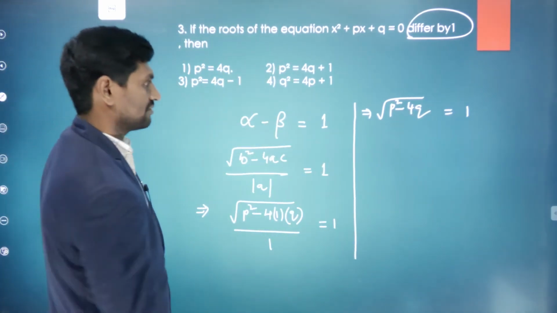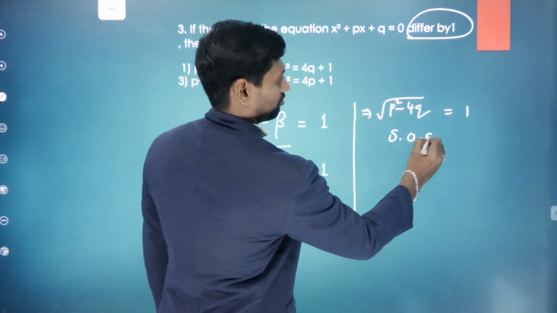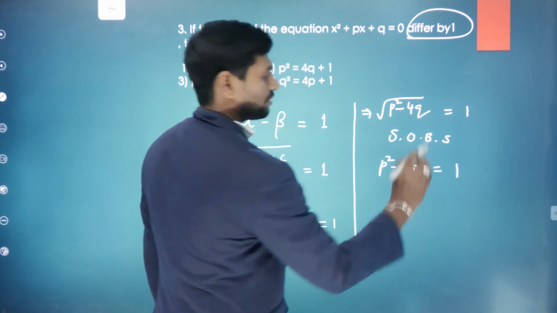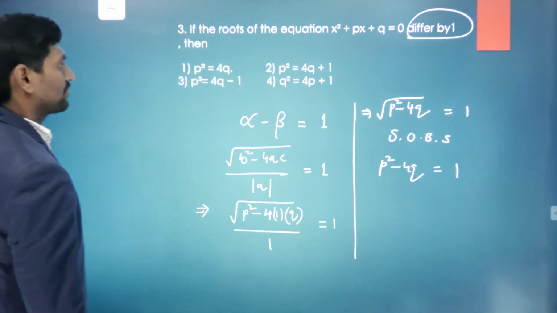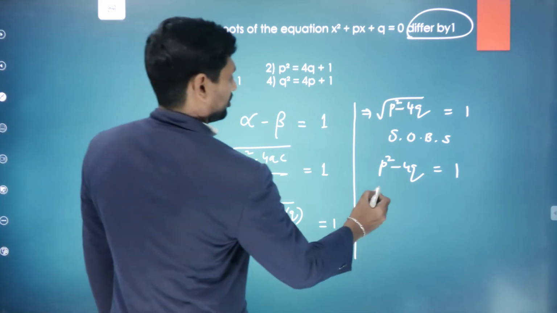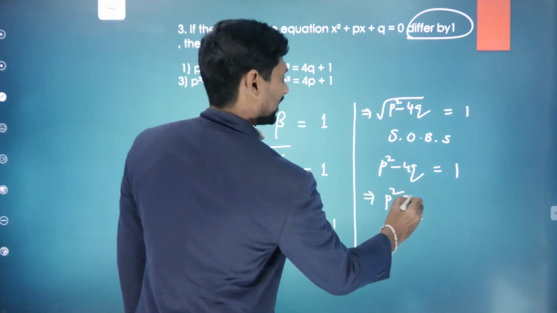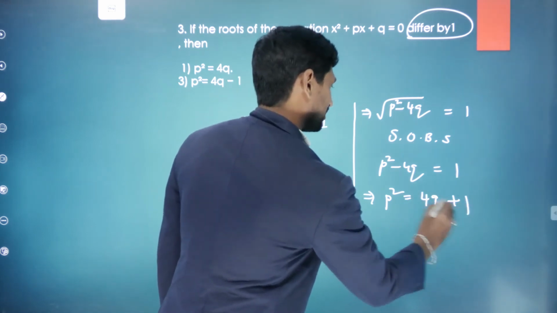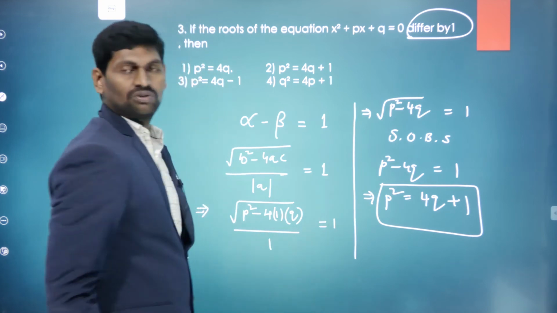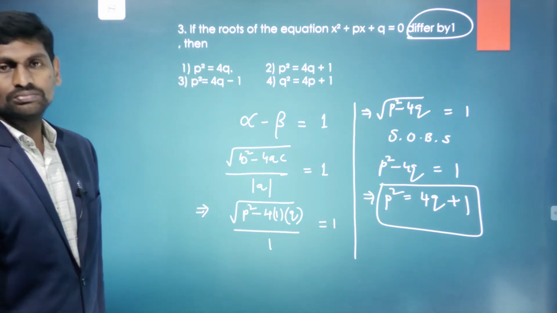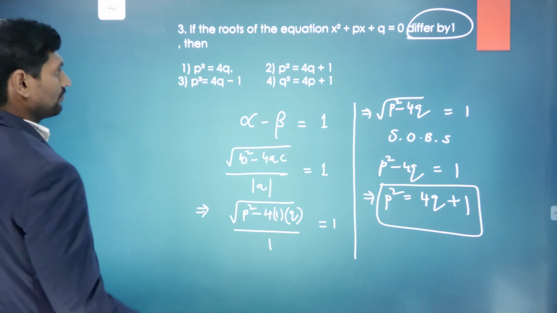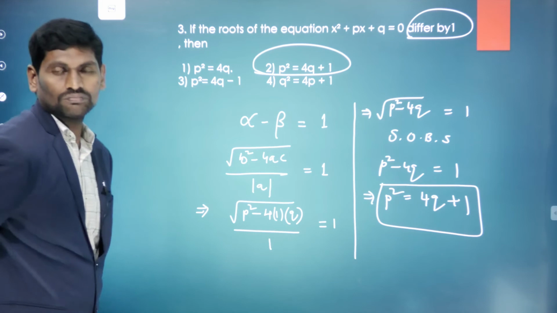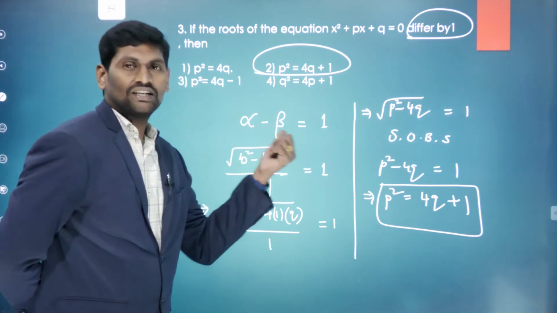Squaring on both sides, so it will be p square minus 4q. 1 square is nothing but 1 only. So transpose that side: p square is equal to minus 4q, transposed it gives plus 4q. It is already plus 1. So p square is equal to 4q plus 1. Okay, na? Why am I taking the difference as 1?